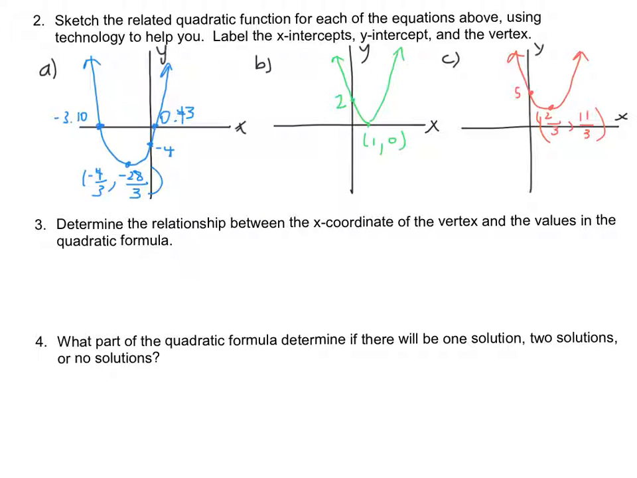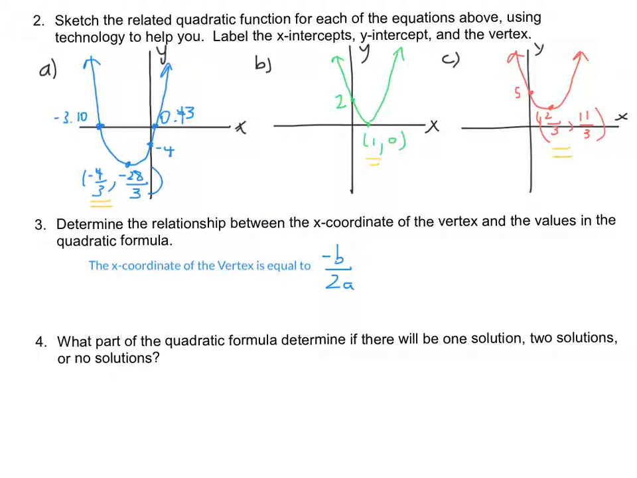Now, for question 3, it says determine the relationship between the x-coordinate of the vertex and the values in the quadratic formula. So what we're going to do here is take the values that we got for our x-coordinates of our vertex, so -4/3, the 1, and the 2/3, and we're going to look back at our actual quadratic formula solutions that I have on the slide before, on this next slide here.